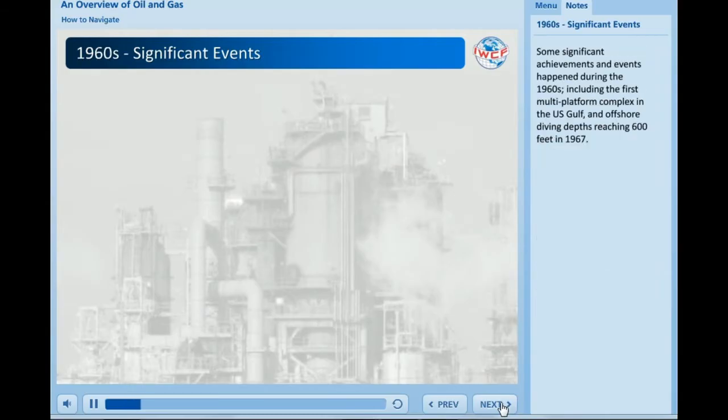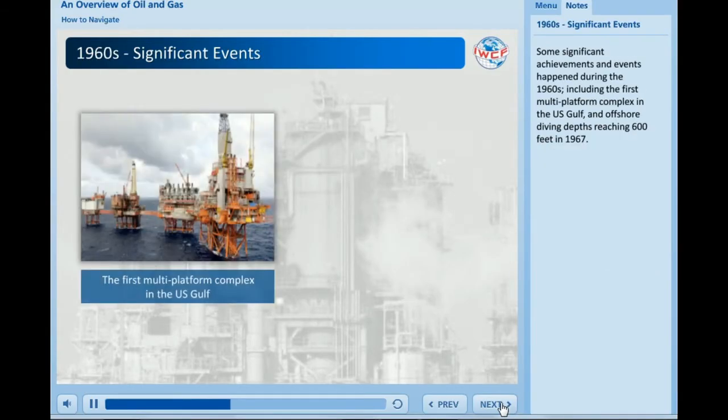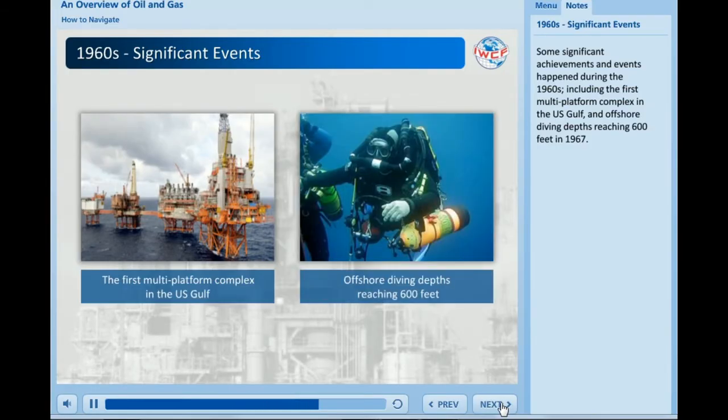Some significant achievements and events happened during the 1960s, including the first multi-platform complex in the US Gulf and offshore diving depths reaching 600 feet in 1967.